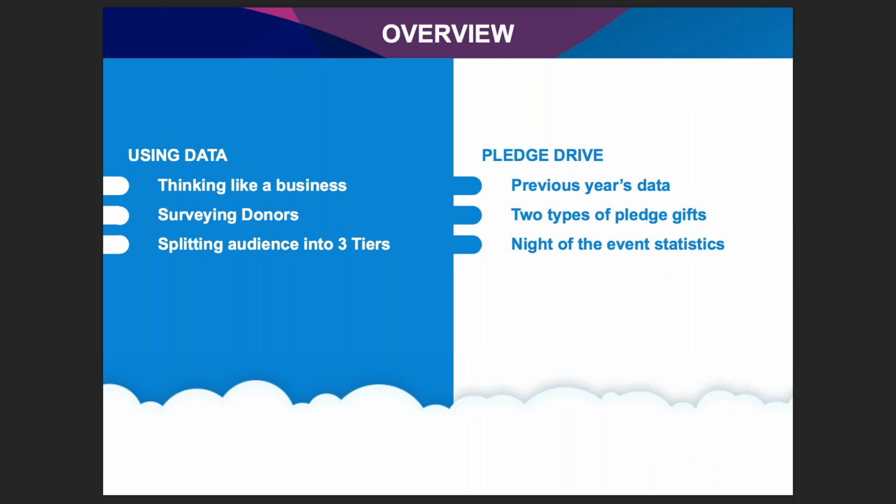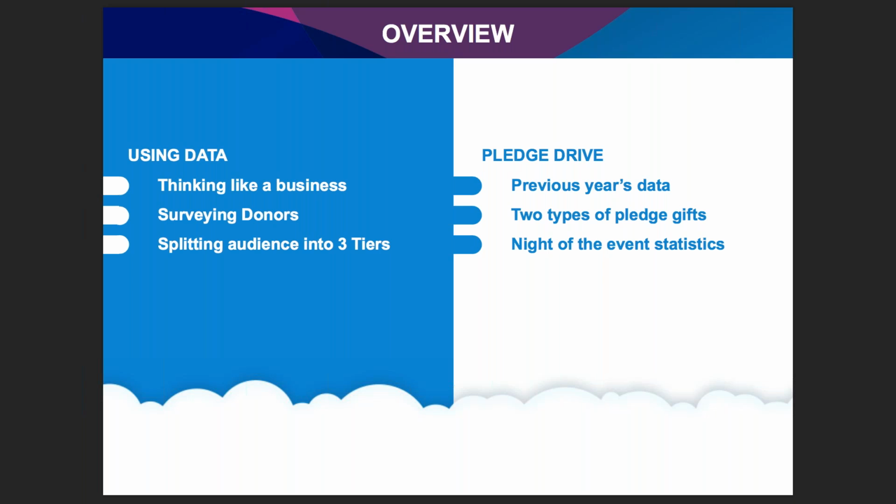Today we're going to be talking about using data. We're going to start by talking about how to think like a business instead of a nonprofit, surveying your donors, and then I'm going to talk a little bit about splitting your audience into 3 tiers when it comes to donor spending. And then Harry is going to talk a little bit about pledge drives. Did you want to talk about your overview here, Harry?